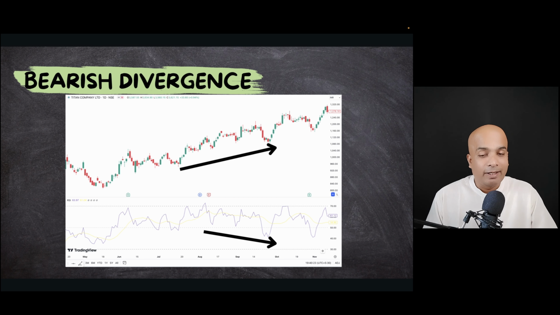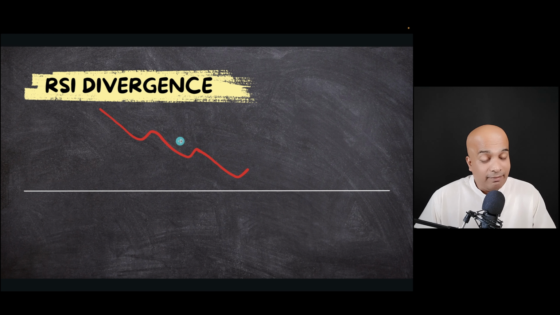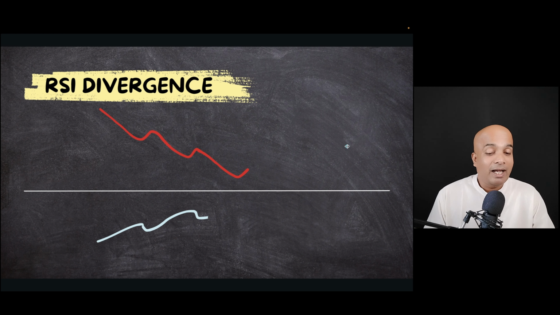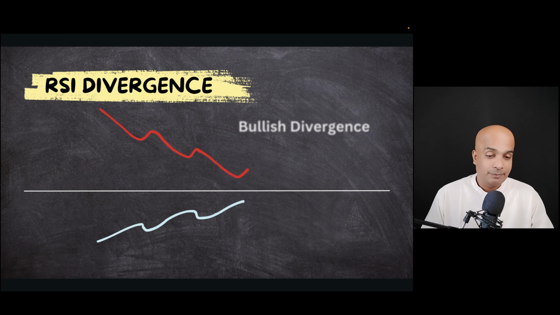This is RSI divergence on the opposite side, bullish divergence. For example, the price is in a downtrend, which means the price is making lower highs, lower lows, and the RSI is making higher highs, higher lows. That is RSI divergence, in fact bullish divergence in particular, and it suggests we take a long trade in this case. But once again, this is not a good idea.